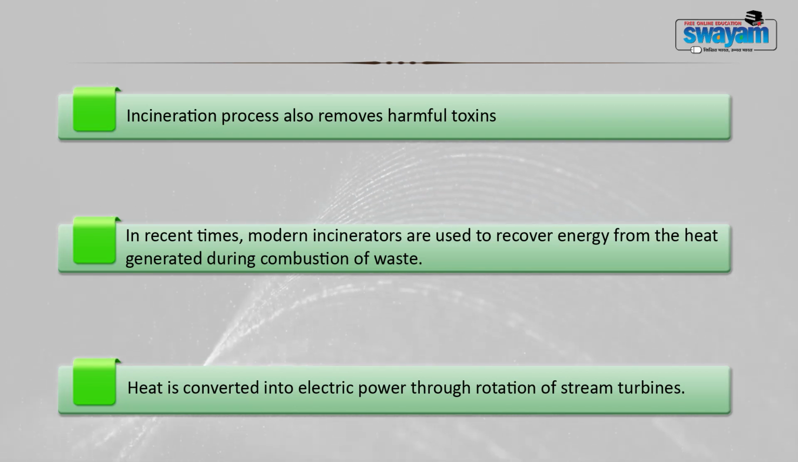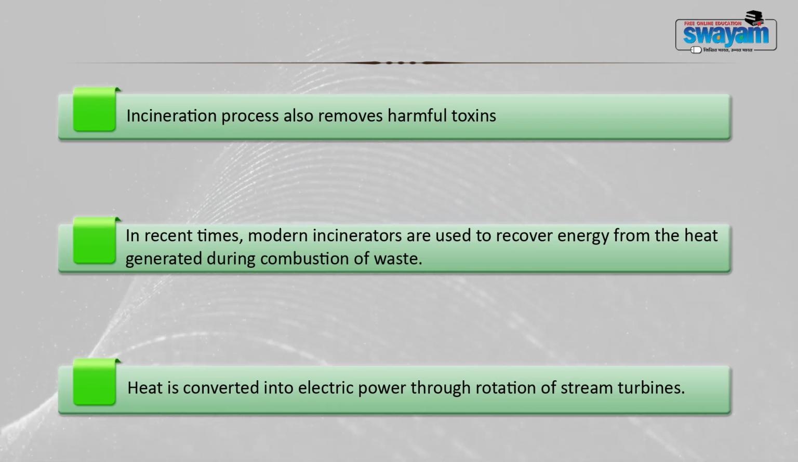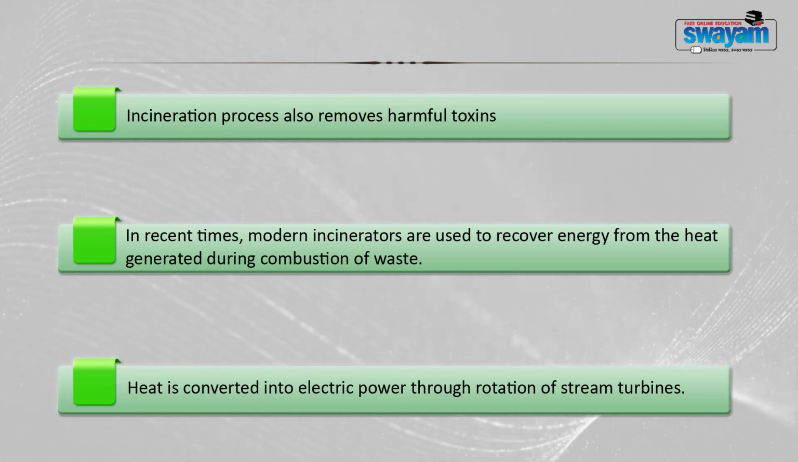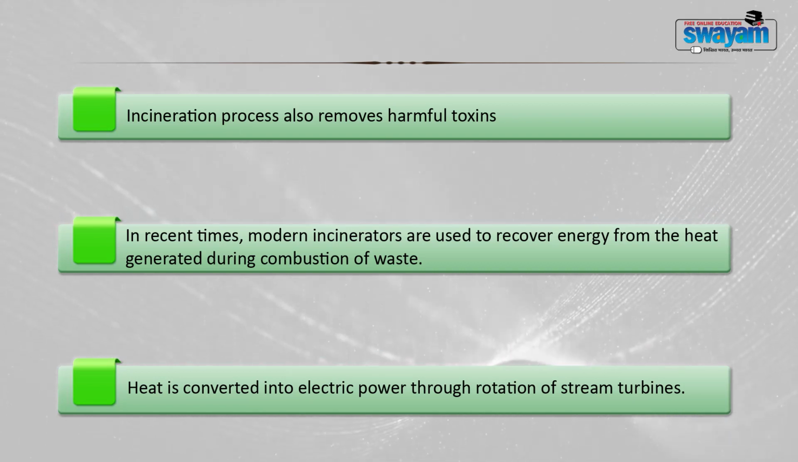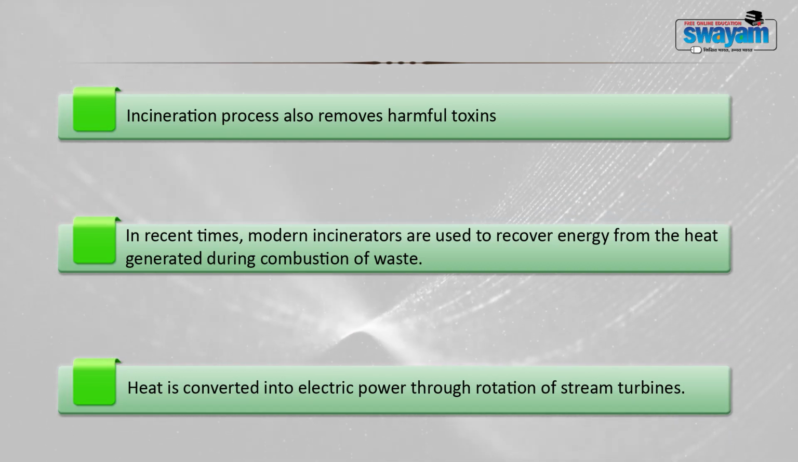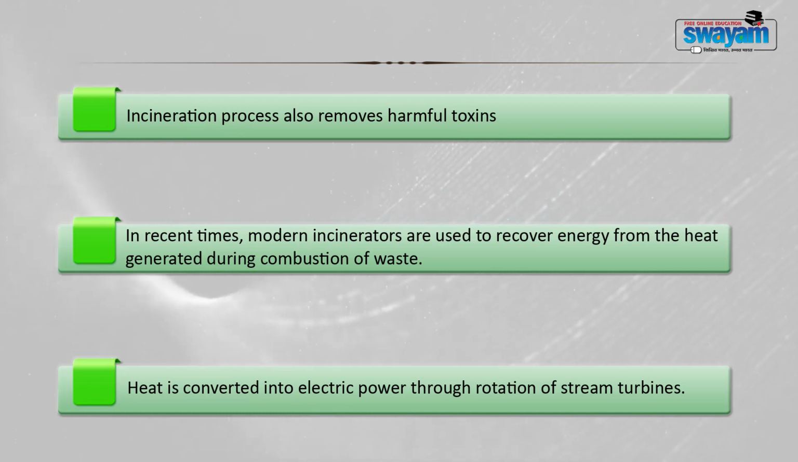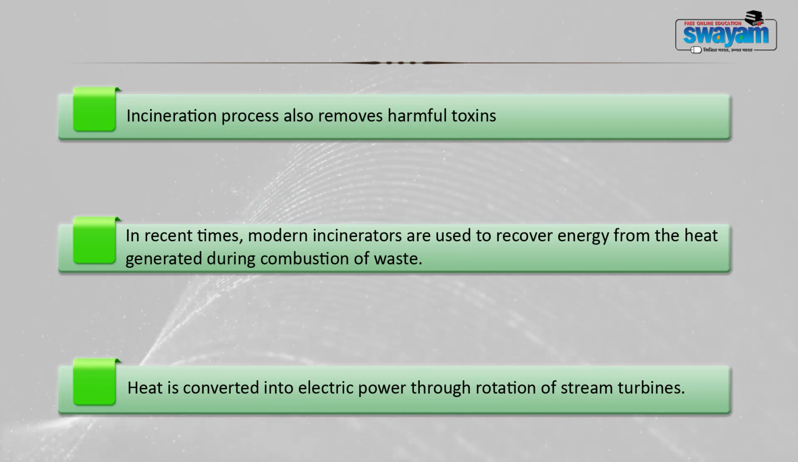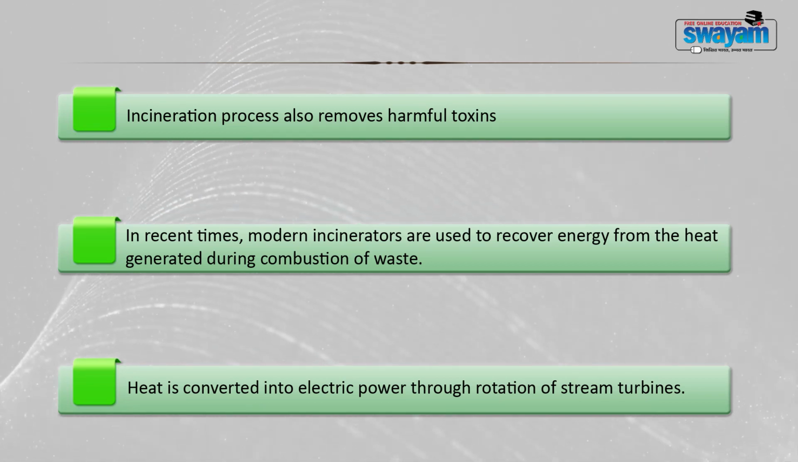In a normal electricity generation, or in a thermal power plant or a nuclear power plant, what happens is the heat that is generated during the burning, combustion of coal, is used to heat the water, and the steam that is generated will rotate the turbine, and this turbine will end up generating electricity. The same thing is applied here also. In conventional incinerators, you do not have this energy recovery in terms of electricity, but modern incinerators have this additional feature of recovering heat in the form of electricity.